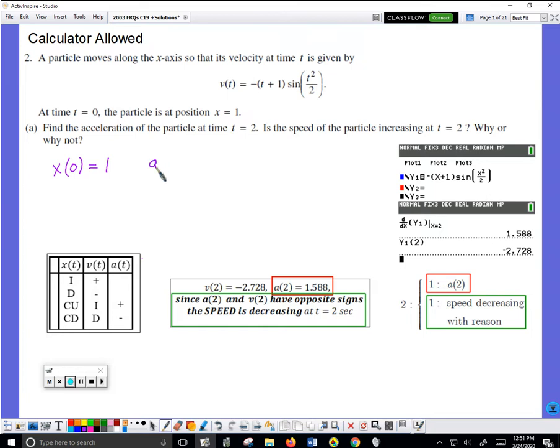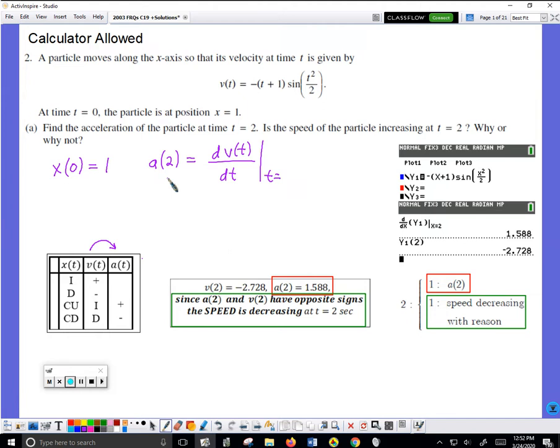So I'm looking for the acceleration at time equal 2. I remember from Danica's chart that if I have the velocity and I'm trying to find the acceleration, I need to use a derivative. So a of 2 is the same thing as d of the velocity over, down here we need d of the input variable. In this problem the input variable is t.